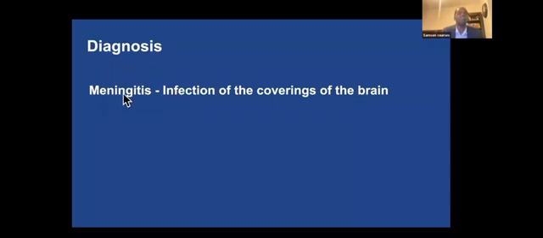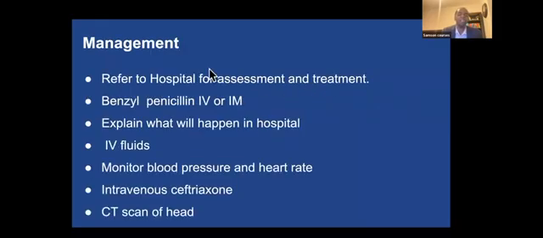The diagnosis is meningitis. You have to explain to the patient that you're suspecting meningitis. It's an infection of the coverings of the brain. Okay, good. Now pay attention: our management for this particular patient is in GP surgery. Because it's in GP surgery, we have to refer to hospital for assessment and treatment.